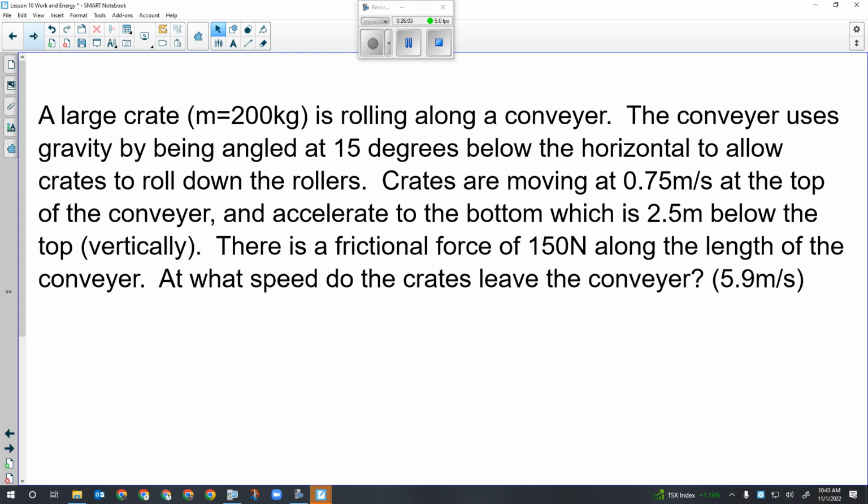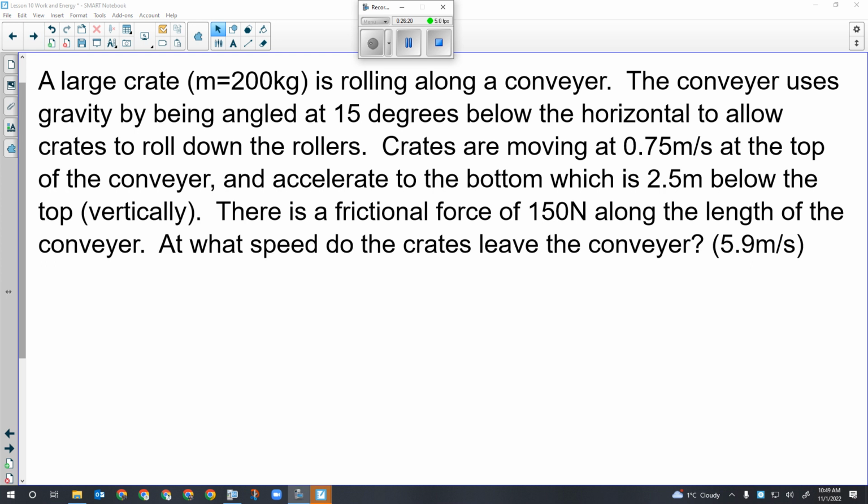So I want you guys to set that one up. It's very similar to the last one. The only difference is the last one, the work was positive. We were helping it down the ramp. Now the work is negative. It's taking energy away.